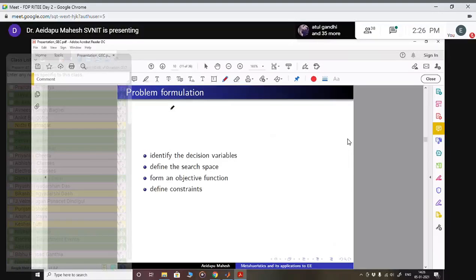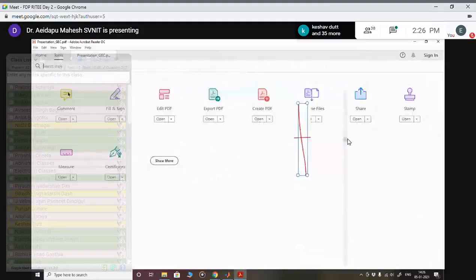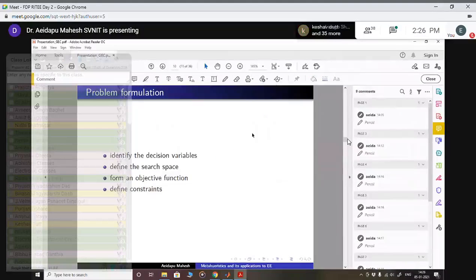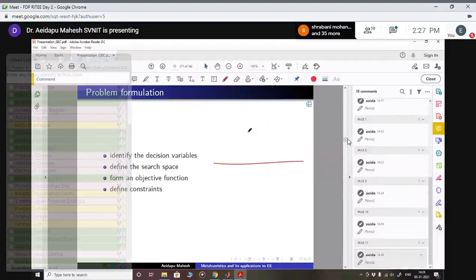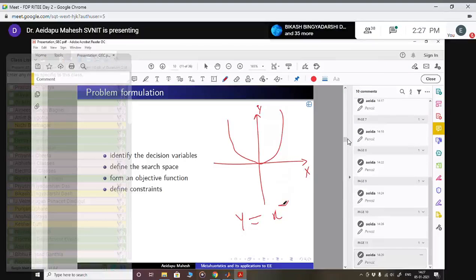So how do we formulate the problem? Let us take the same example of the parabola. This is my parabola, this is my x and this is my y. Now I want to apply a metaheuristic algorithm to find the global minimum for this problem. I have an equation y equals, let us say, 1 into x square. Let us consider that.